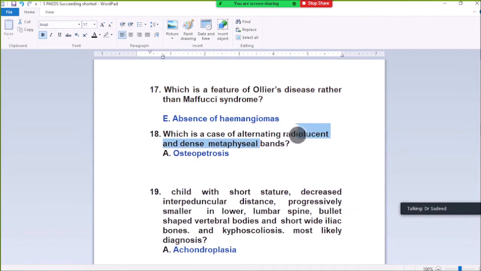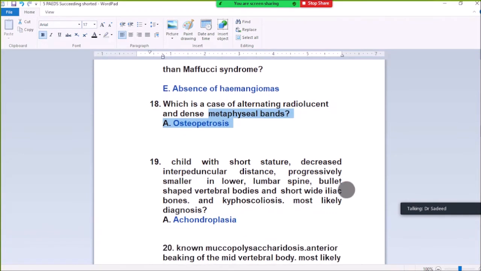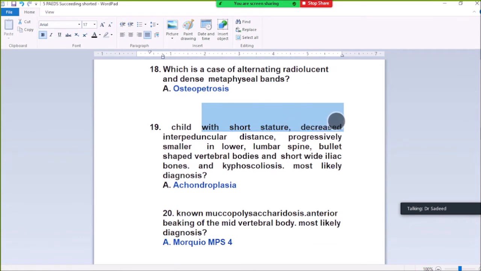18. Which is the cause of alternating lucent and dense metaphyseal bands? Osteoporosis is the cause of alternating lucent and dense metaphyseal bands. 19. Child with short stature, decreased interpedicular distance, progressively smaller in the lower lumbar spine, bullet-shaped vertebral bodies, short wide iliac bones, and kyphoscoliosis, most likely achondroplasia. All these features are seen in achondroplasia.